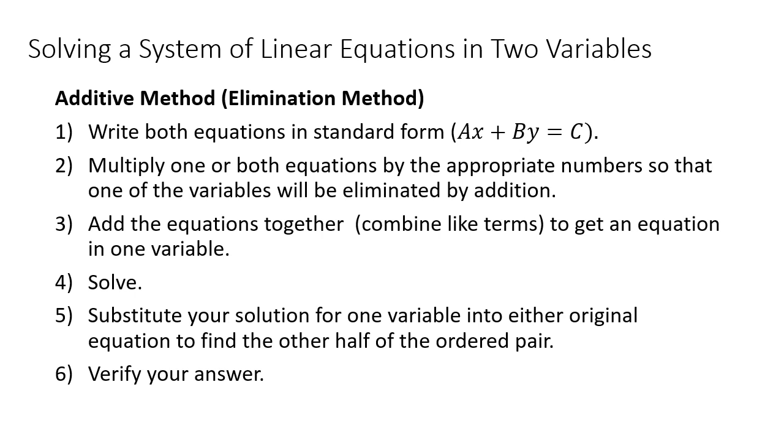At that point, it becomes exactly the same as the substitution method. You're going to solve for that remaining variable. That will give you half of your answer. To find the other half, you plug that variable back into either one of the equations that you started with. And last but not least, you can, of course, as always, double check your answer by making sure that it makes both equations true.